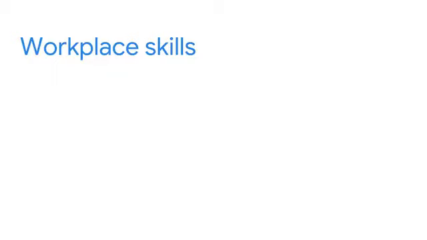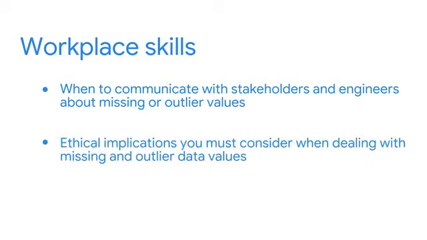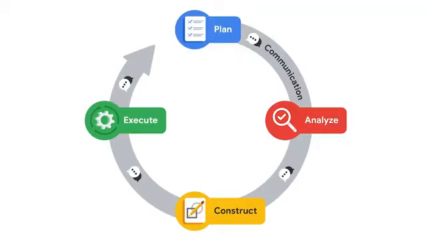Along the way, we'll go through some important tips for improving your workplace skills like communication. We will discuss when to communicate with stakeholders and engineers about missing or outlier values and about the ethical implications you must consider when dealing with missing and outlier data values. These practices of EDA, along with effective communication and Python coding, are all essential to preparing a data set for the next steps in the PACE workflow. By following PACE while performing the 6 practices of EDA, you will not only save time and energy on future processes, but you will be more effective in finding and telling the data story.